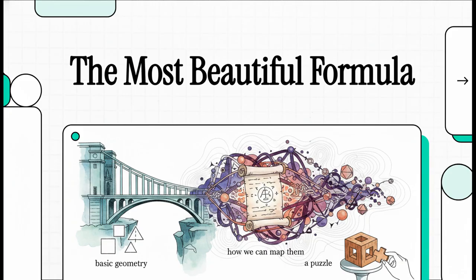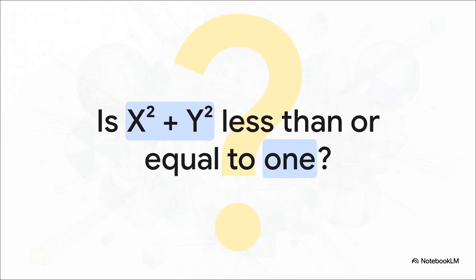But to reveal this beautiful unified theory, we kind of have to start somewhere familiar. We have to start with a puzzle that looks purely numerical at first glance. So here's the question. If you choose two random numbers, x and y, both between -1 and +1, what is the exact probability that their squares add up to 1 or less?